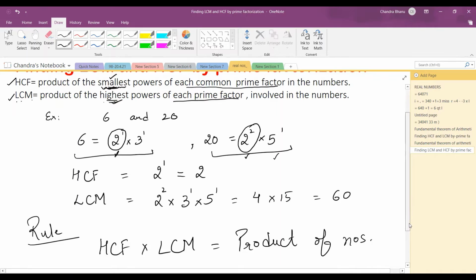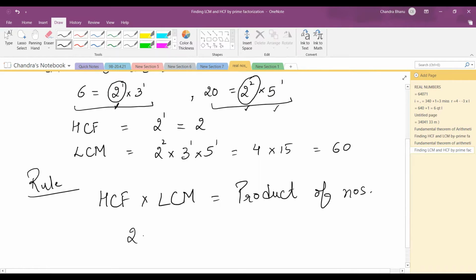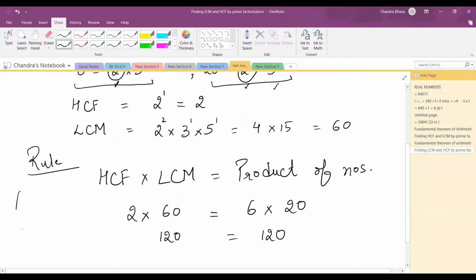My HCF was 2 here and my LCM was 60, but my numbers were 6 and 20. So this is also 120 and this is also 120. So for any two numbers, this rule is applicable only for two numbers, not for more than that, not for 3, 4, etc. So only for two numbers this rule is applicable. HCF into LCM is equal to the product of numbers.